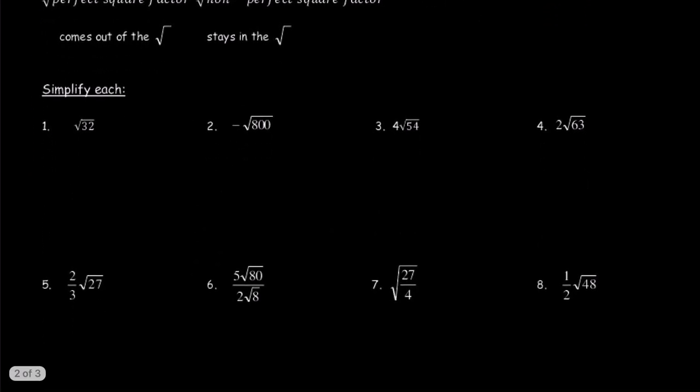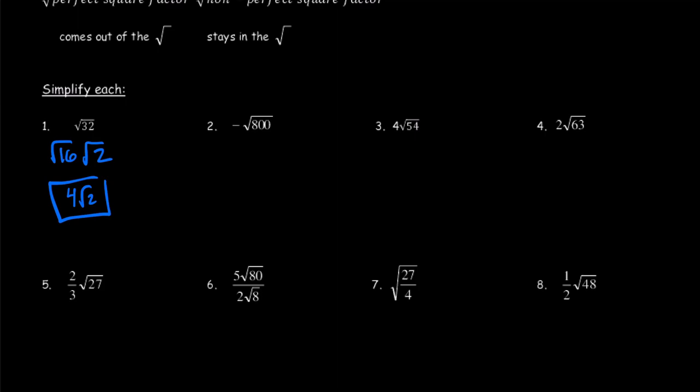So the first example, square root 32. The largest perfect square that goes into that is 16. So I will break this up into two radicals, square root 16 times square root 2, because 16 times 2 is 32. Now the perfect square, we simplify. You need to know that the square root of 16 is equal to 4. So that comes out of the radical and it just becomes a 4. That means your simplified answer now is 4 square root 2.